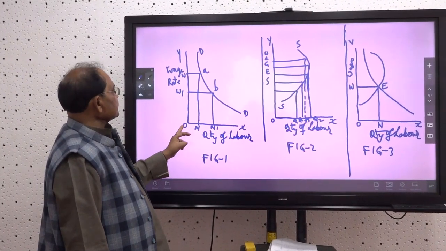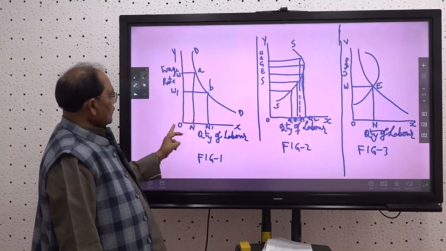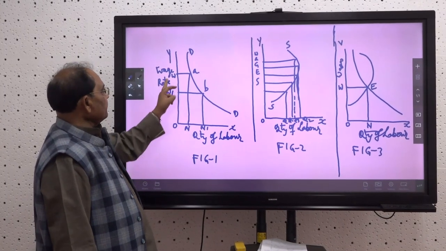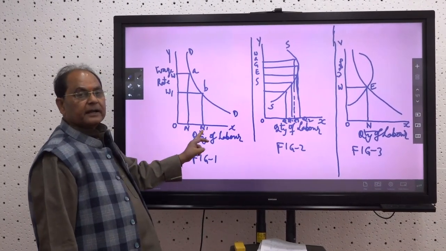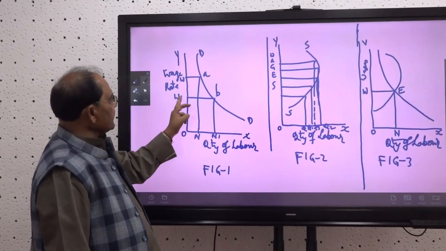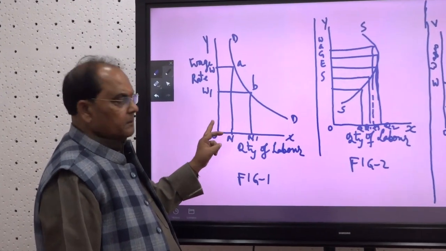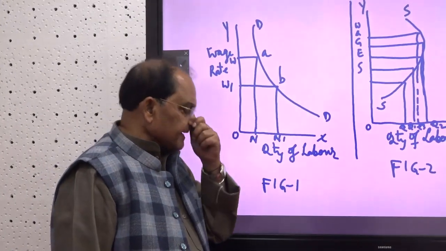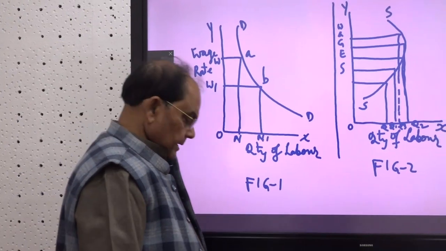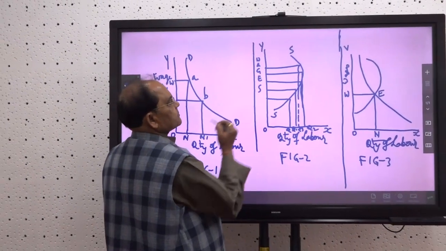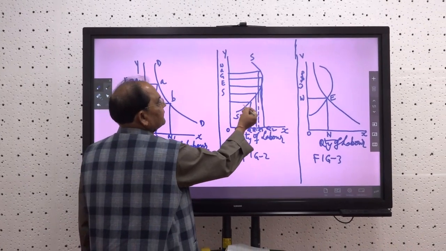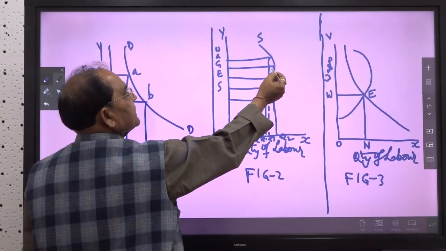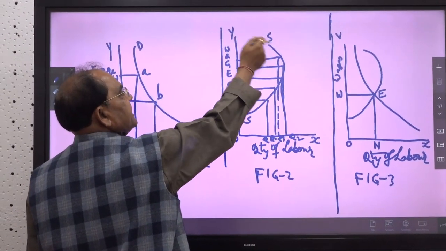Say when wage is OW, then ON quantity of labor is being demanded. When wage comes down, more labor is being demanded. So as the wages come down, more and more labor is demanded by the market. On the other hand, let us look at the supply side. In the supply side, as I had explained a little earlier, this is the positively sloping line. But there comes a point when it starts tilting towards this y-axis.